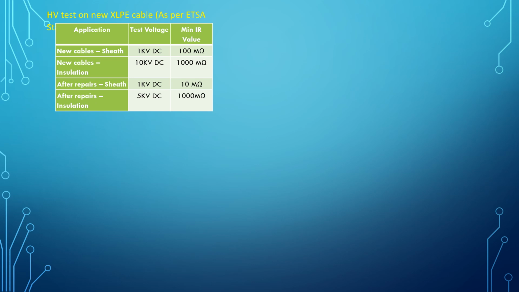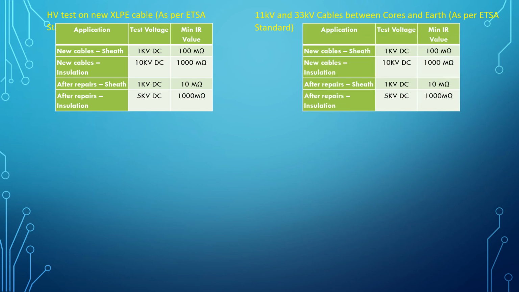New cables at 1 kV, the result is 100 megaohms. New cable insulation at 10 kV, then 1000 megaohms, up to 5 kV DC, and then 1000 megaohms. That is our test voltage, so you need to inject 5000 volts. Then for 11 kV and 33 kV cables between cores and earth, this is our value. So almost the same.